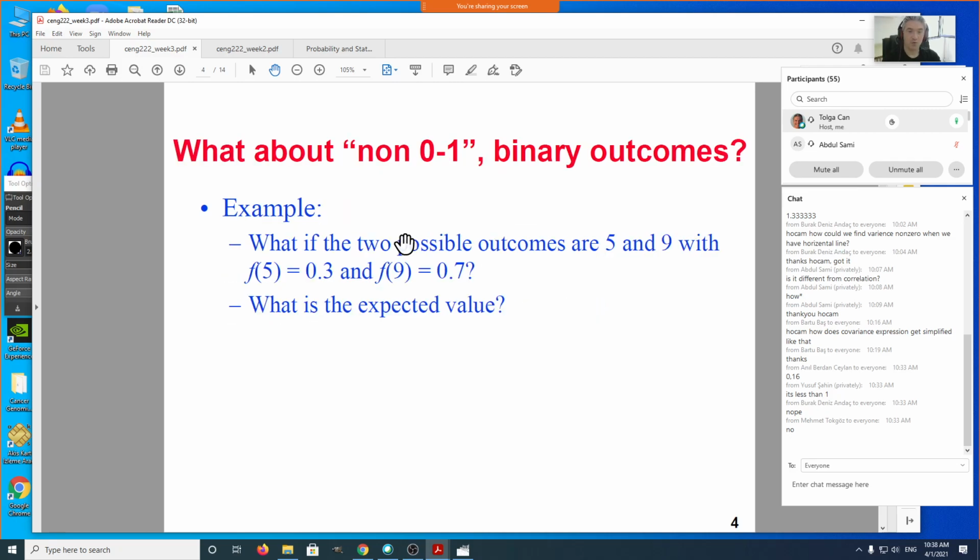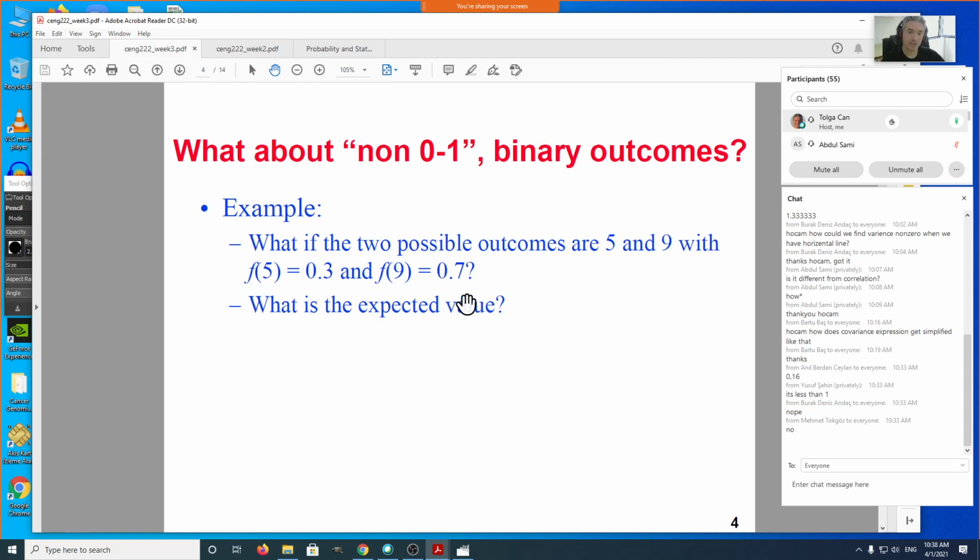When we have non-zero-one binary outcomes, for example, what if the two possible outcomes are 5 and 9? Is the expected value still 0.3? What is success and failure here? Maybe 9 is success and 5 is failure, and the p here is 0.7. Is the expected value going to be 0.7? It doesn't make sense, right? It should be somewhere between 5 and 9. If we take these two values, the expected value should be between 5 and 9.